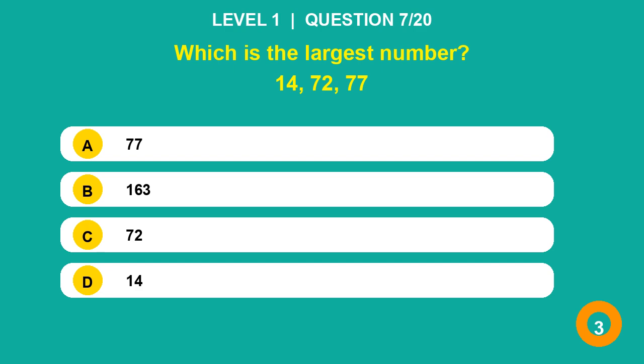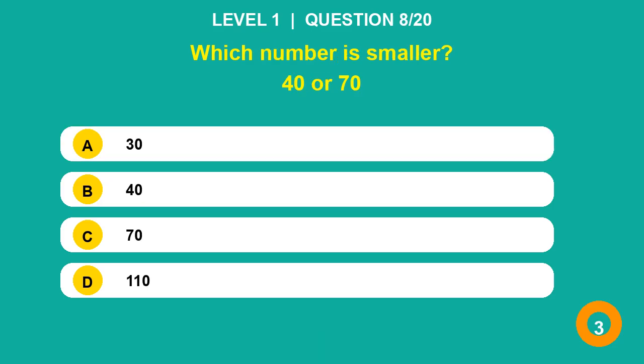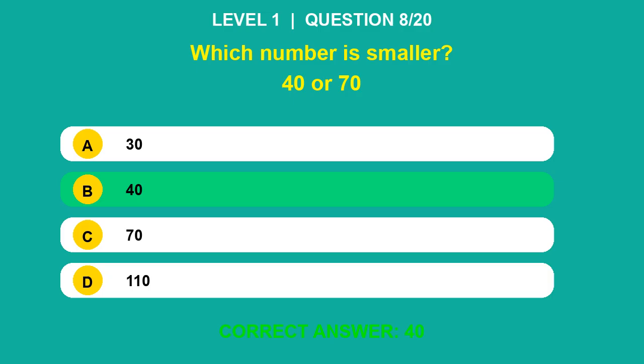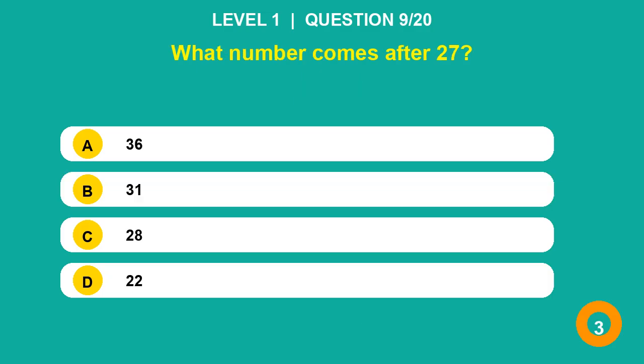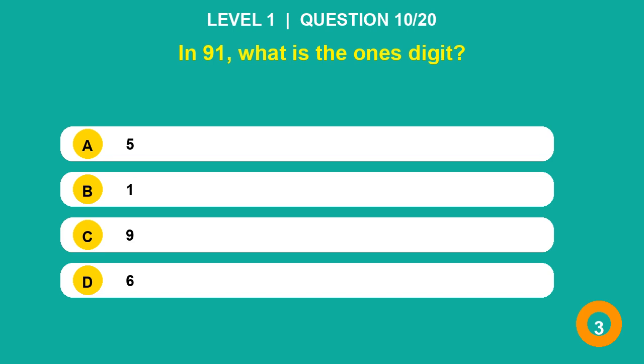Which is the largest number? 14, 72, 77? Answer is 77. Which number is smaller? 40 or 70? Answer is 40. What number comes after 27? Answer is 28.